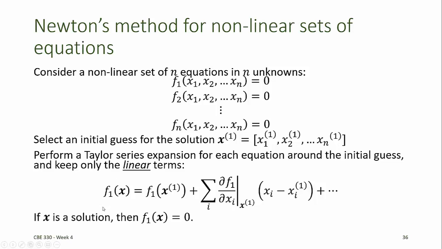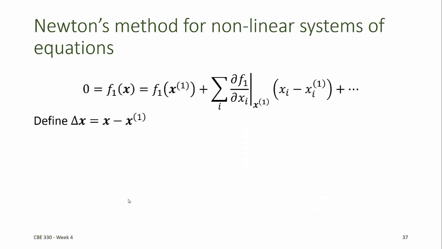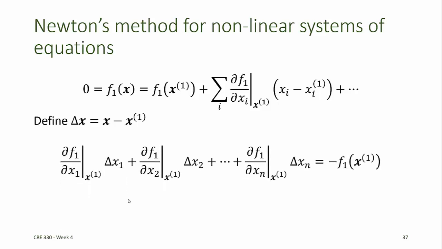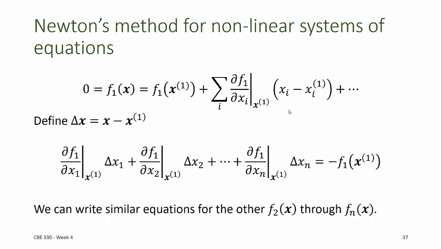Since the vector x represents the solution, then f1 at x on the left-hand side of this equation should be equal to 0. We then define the difference between the solution vector and our guess for the solution vector as delta x. The elements of the delta x vector are delta x1, delta x2, etc. through delta x sub n. Those delta x's are the values multiplied by the partial derivatives in the first-order Taylor series expansion. We can write similar equations for each of the other n equations, f2 of x through fn of x.